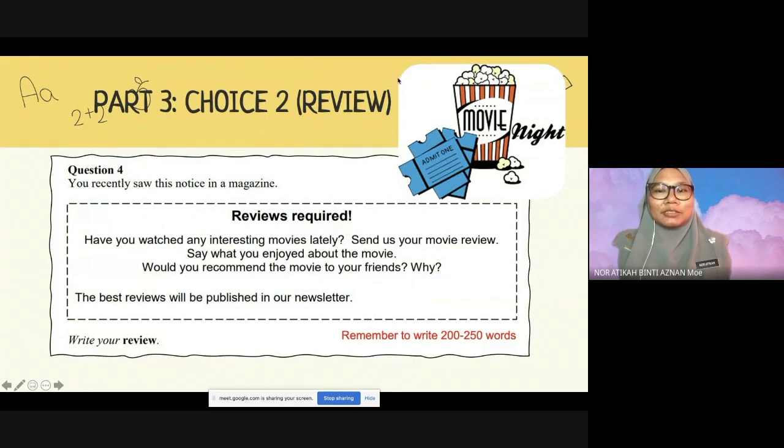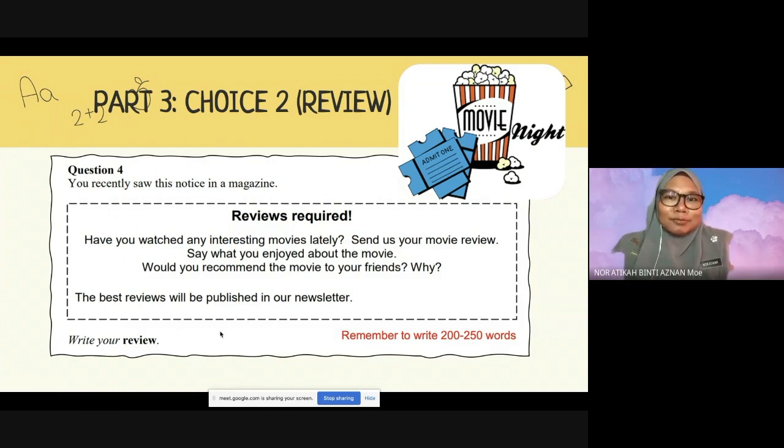Okay, next, choice number 2, a review. So this is a review about a movie. You recently saw this notice in a magazine. Reviews required. Have you watched any interesting movies lately? Send us your movie review. Say what you enjoyed about the movie. Would you recommend the movie to your friends? Why? The best reviews will be published in our newsletter. So remember, again, you have to write only 200 and 250 words.